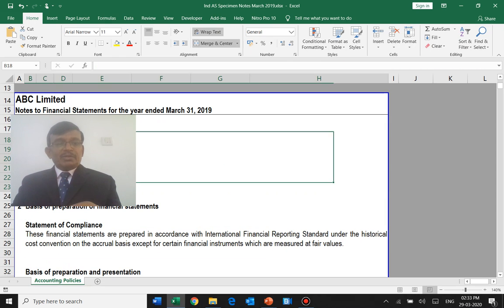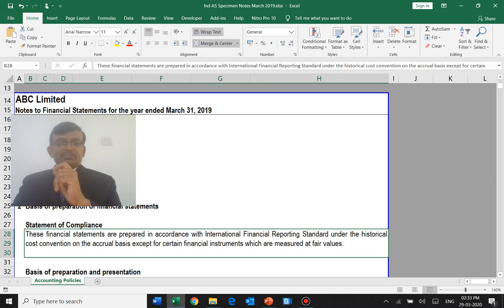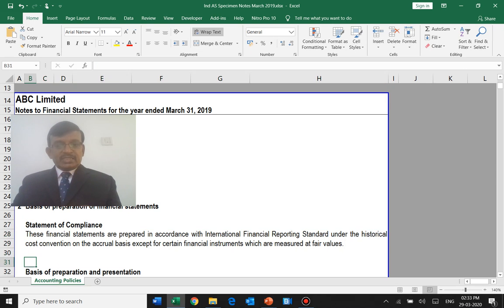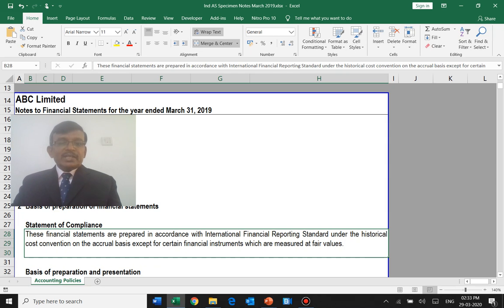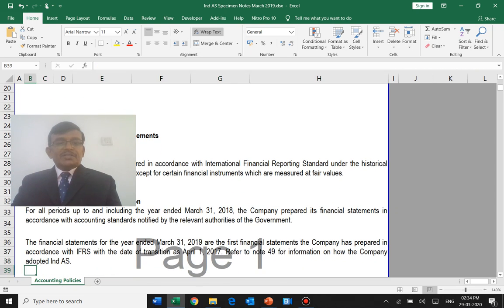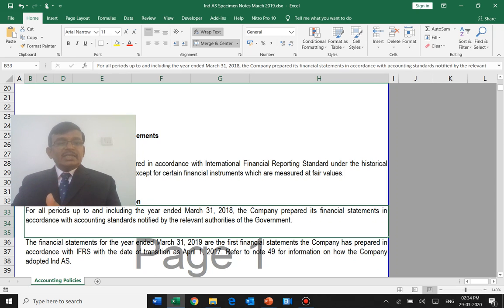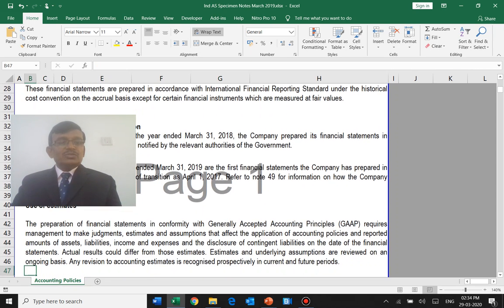As I have said, the basis of preparation should specifically talk about the statement of compliance with the financial statements, and there is an error here. It talks about International Financial Reporting Standards, because this specimen format I have used for making a presentation on IFRS. Here it should be in accordance with Indian Accounting Standards. Basis of preparation: we have prepared in accordance with the accounting standards notified by the relevant authorities. You can also add Section 133 of the Companies Act 2013 notified by the Ministry of Corporate Affairs, etc. This note is actually talking about IFRS. Maybe it's a copy paste error which normally happens.